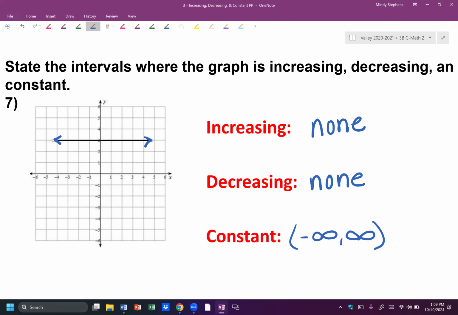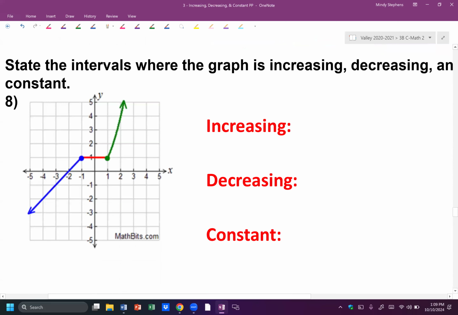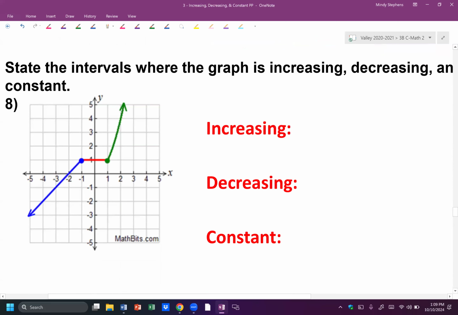Okay, 8. So first piece is going up, tracing it. We're going up, so increasing first. So this line here, we're increasing. And it has an arrow, so it starts clear at the left, which is at negative infinity.